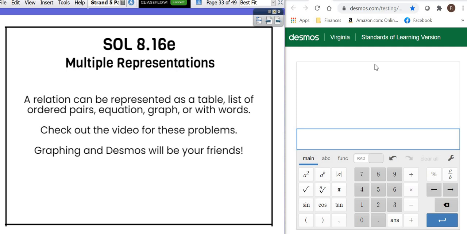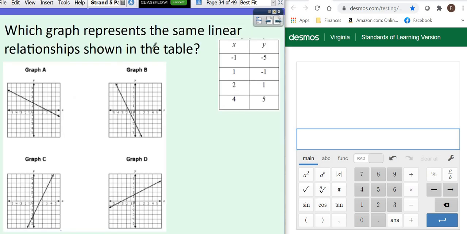So we're going to start talking about multiple representations. That means more than one way to look at something. A relation can be represented as a table of points, a list of ordered pairs, an equation, a graph, or even with words. Check out the video for these problems. Graphing and Desmos will definitely be your friends. All right, so let's look at some examples.